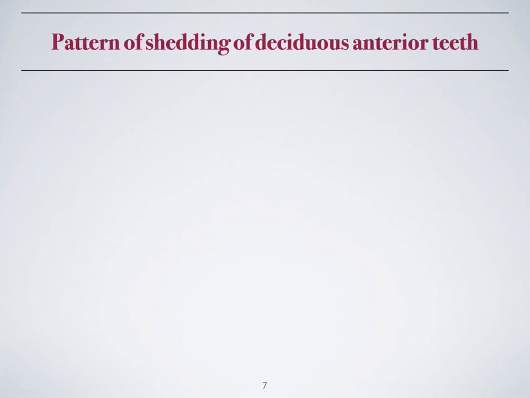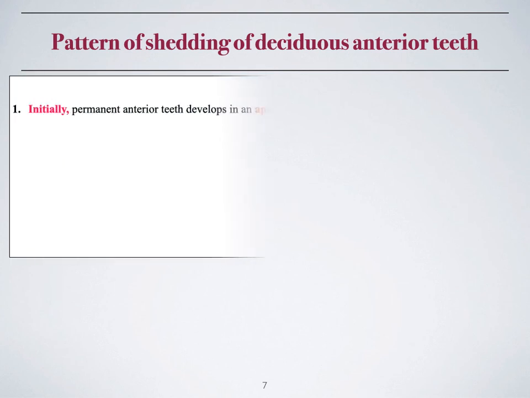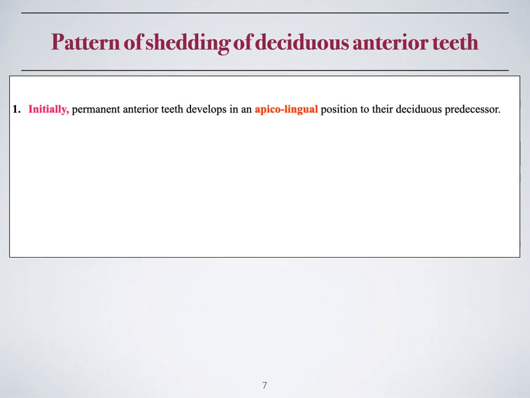Pattern of shedding of deciduous anterior teeth. Initially, permanent anterior teeth develop in an apicolingual position to their deciduous predecessor, in which there is a plate of bone separating the permanent and the deciduous.